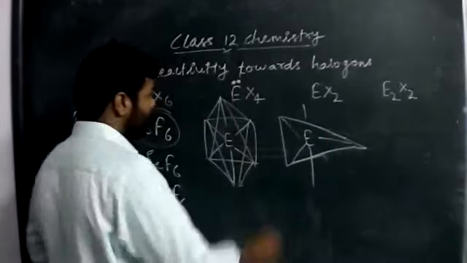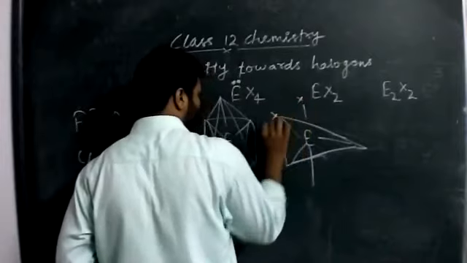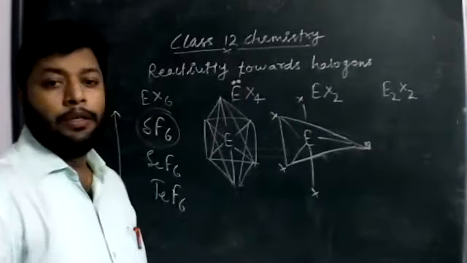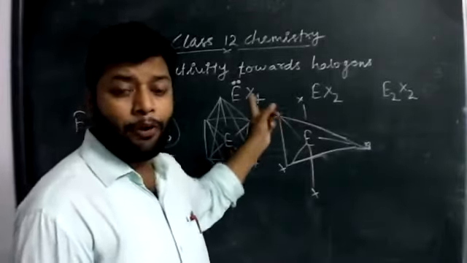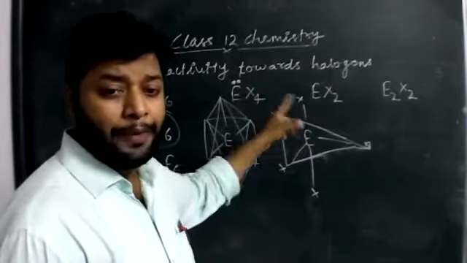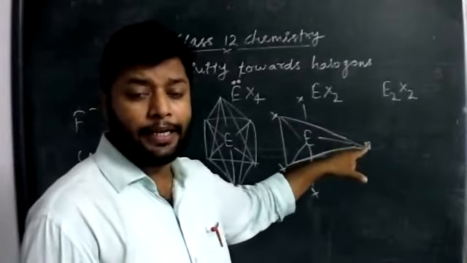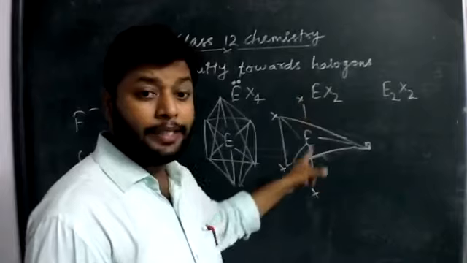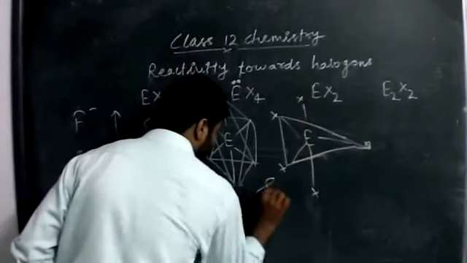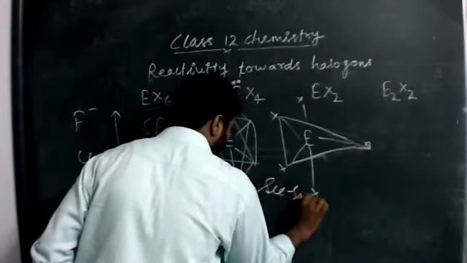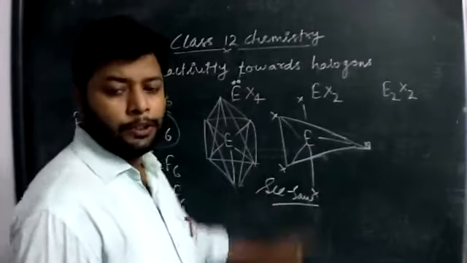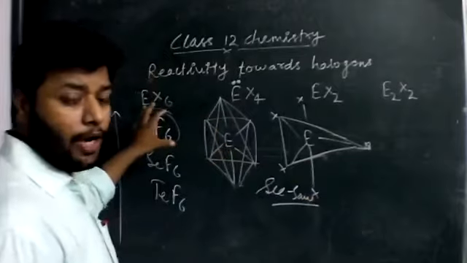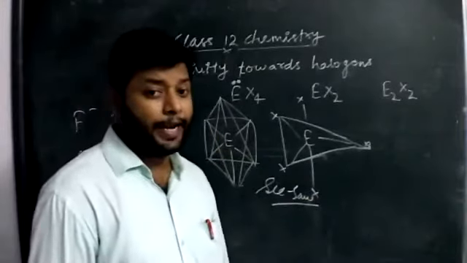Look at the geometry. Whenever there are 4 bond pairs and 1 lone pair, the lone pair must be placed at the higher angle, the 120-degree angle. So the geometry shape will be a seesaw shape. All tetrahalides have a seesaw geometry, and all hexahalides will be octahedral.